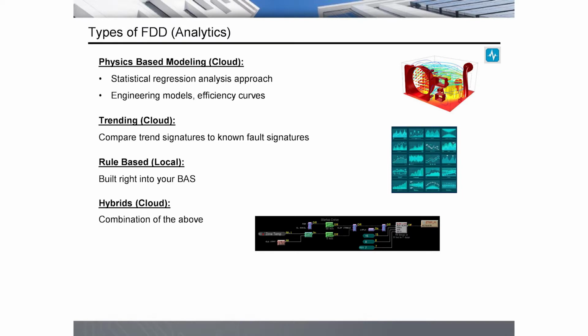So some types of FDD or analytics: physics-based modeling, which is typically done in the cloud. This is where we do statistical regression analysis, engineering models, efficiency curves. Trending is also typically done in the cloud. This is where we compare trend signatures to known fault signatures. And then we can do rules-based stuff that's in the BAS system.